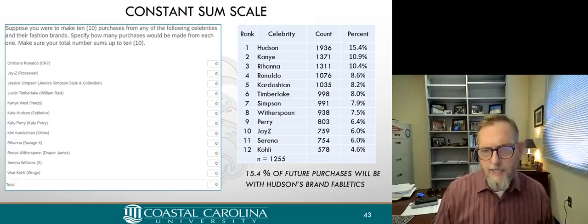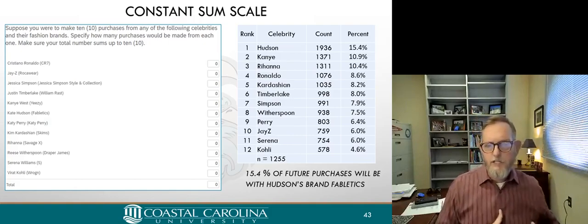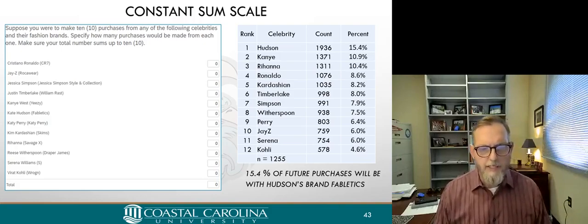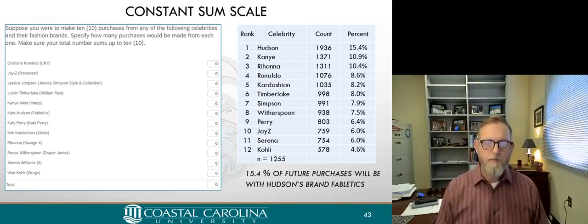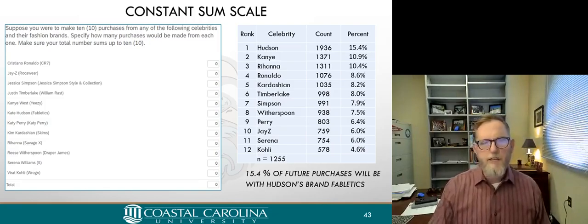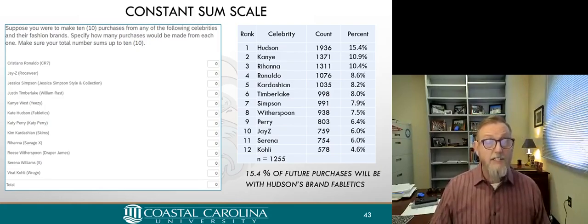Yeah, so we don't necessarily know in this case the trade-offs, like if Hudson has taken market share from others and such, but we could do some fun analysis, and this is actually very insightful, this type of a constant sum scale. All right, and we would typically, again, treat this like ordinal type data.